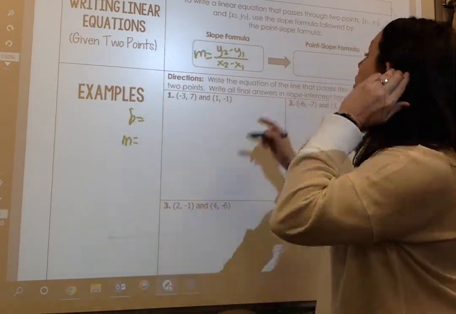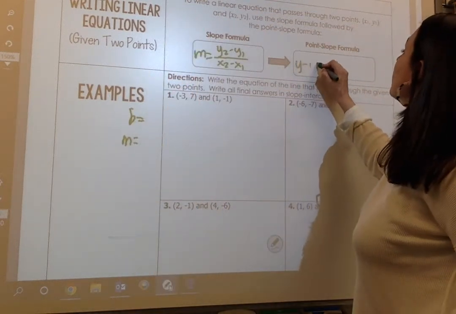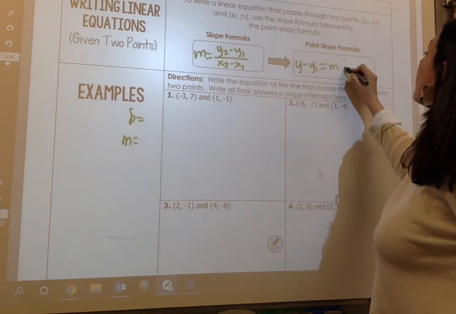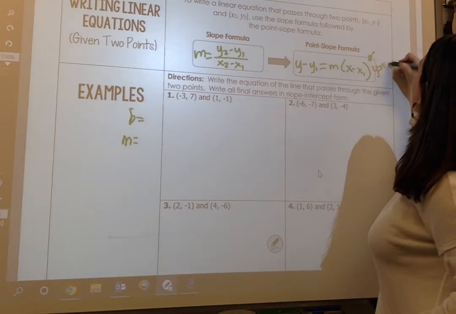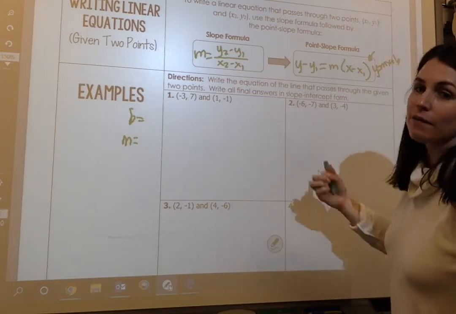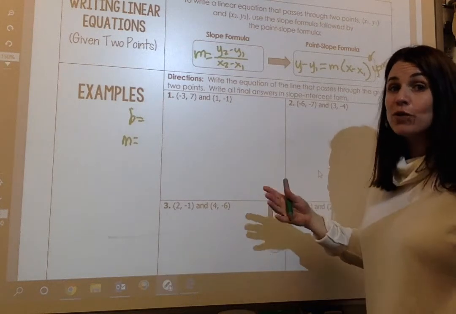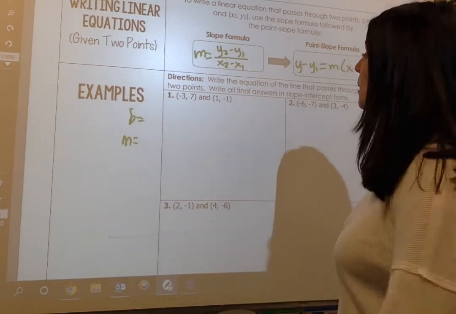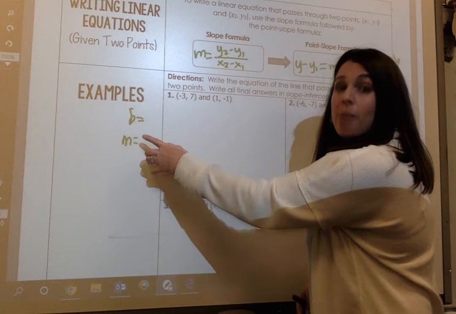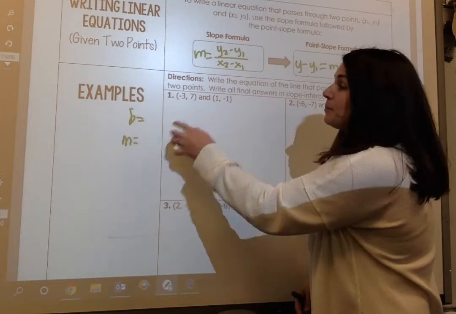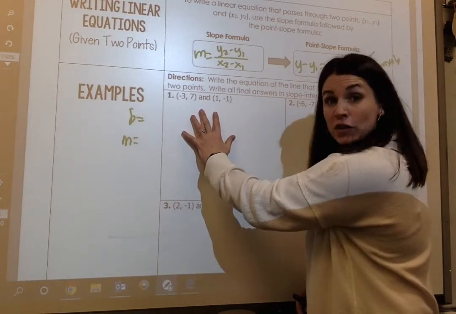And what did we do? We used y minus y1 equals m times x minus x1, or we just use y equals mx plus b to plug in values and give me a b. I don't care which way, I just want you to do it right. So let's take a look at number 1. Remember, my goal is to get a slope and my goal is to get a beginning point. So I'm going to start with finding the slope.